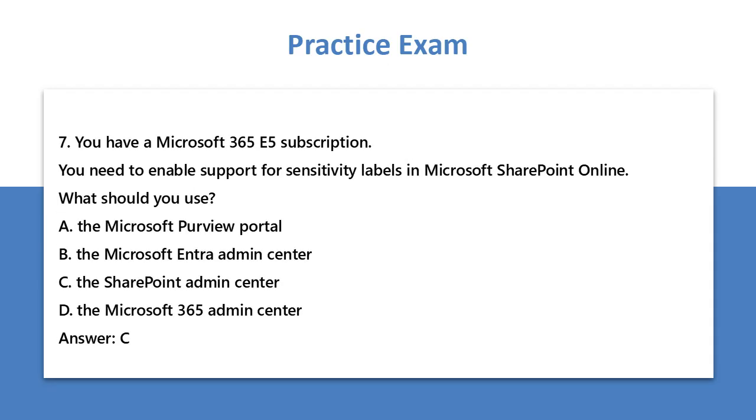7. You have a Microsoft 365 E5 subscription. You need to enable support for sensitivity labels in Microsoft SharePoint Online. What should you use? A. The Microsoft Purview portal. B. The Microsoft Entra admin center. C. The SharePoint admin center. D. The Microsoft 365 admin center. Answer: C.